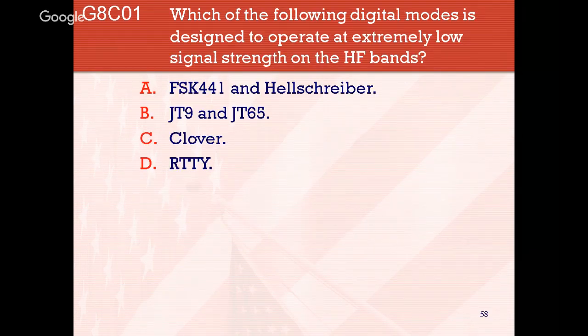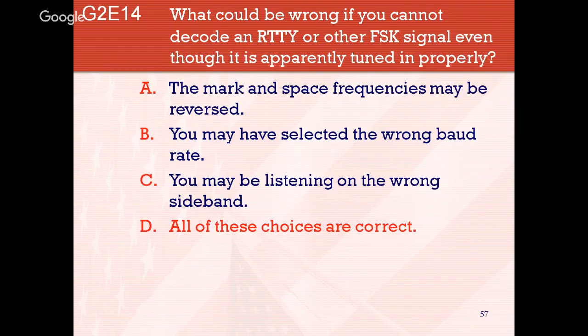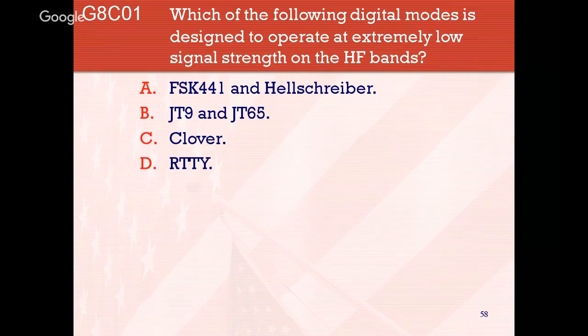Which of the following digital modes is designed to operate at extremely low signal strength on the HF bands? This goes back to the JT modes that were invented. Oh, got it. There we go. JT9 and JT65. They use extremely low signal strength, and they were really designed for moon bounce and extremely low frequencies.